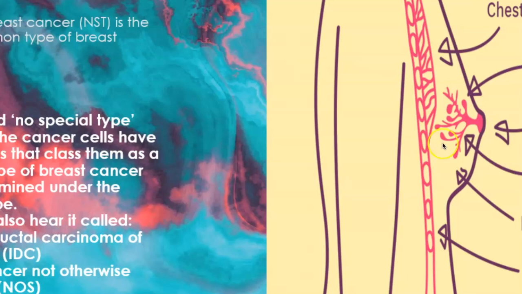Today we're going to be talking about invasive breast cancer. And this is called no special type because it's just a general characterization of breast cancer. The cancer cells have no specific features that would classify them as a special type in this categorization when examined under the microscope. Although with a deeper dive into the molecular genetics, we can find a lot of differences. This can be called invasive ductal carcinoma of the breast, and there is another form which is invasive lobular carcinoma of the breast. Breast cancer not otherwise specified.